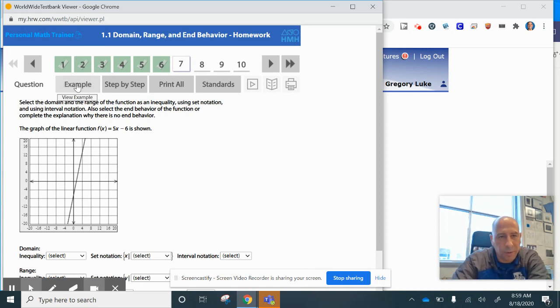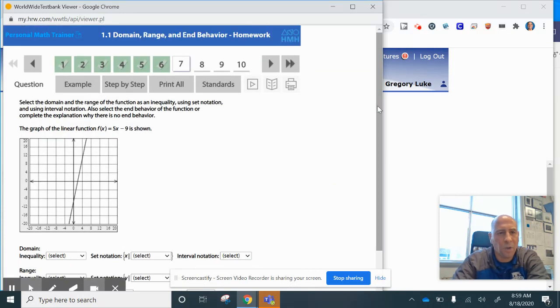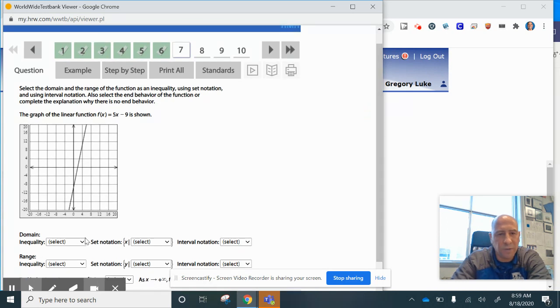Oh, wait, I'm sorry. Let me go to example. Try another. All right. Select the domain and range of the function as inequality using set notation and using interval notation. Also select the end behavior of the function or complete the explanation why there is no end behavior. The graph of the linear function. Now, domain and range for a linear function is always negative infinity to positive infinity for both domain and range.